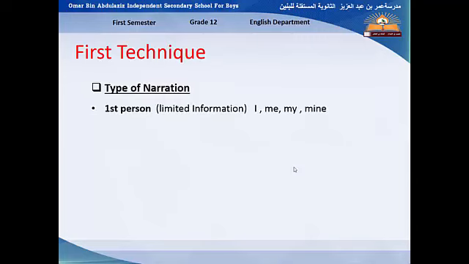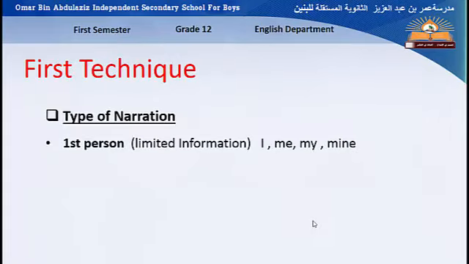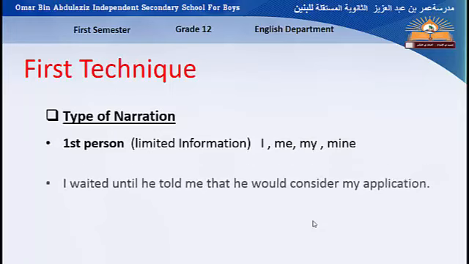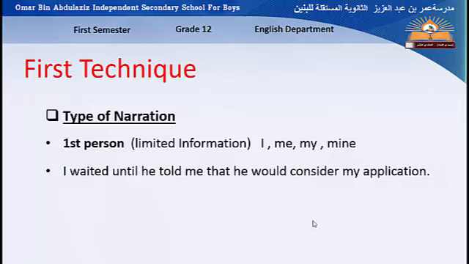The type of narration, for example, the first person narration, is limited information. The writer or the author uses I, me, my, mine. I waited until he told me that he would consider my application. This is an example of using first person narration.